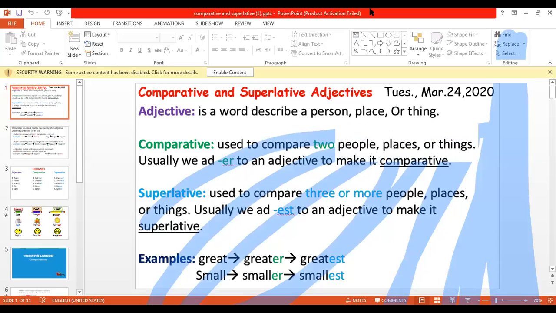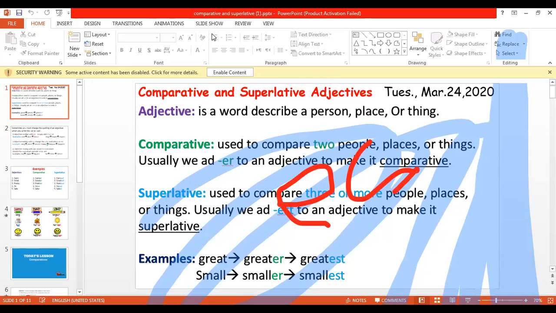When we are using a comparative adjective, we always have the word than: bigger than, taller than, okay? So a comparative is used to compare two people, places, or things, and usually we add ER to an adjective to make it comparative.